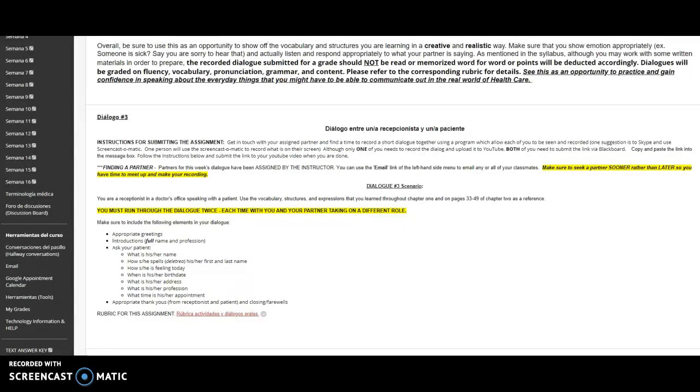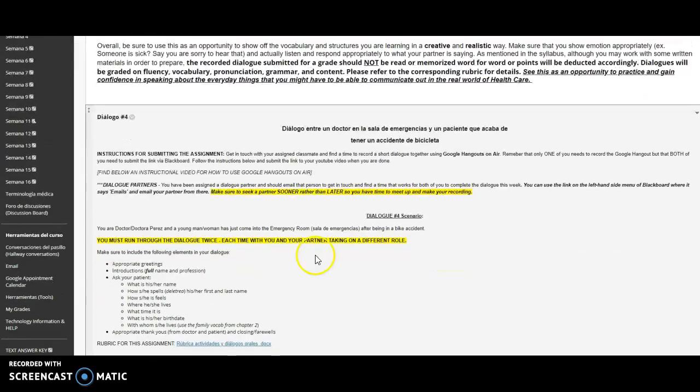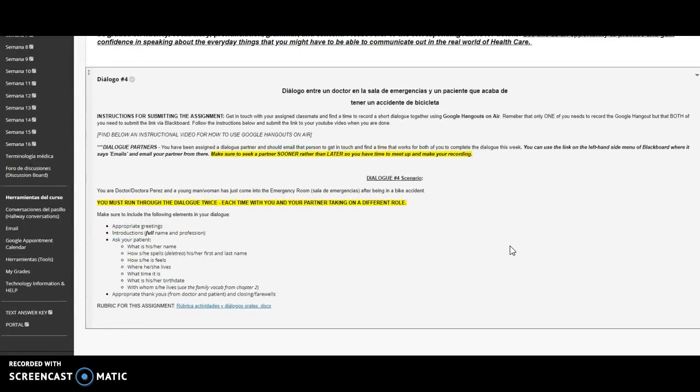Okay? When you're done with Diálogo 3, you can see the instructions for Diálogo 4, which here is un diálogo entre un doctor en la sala de emergencias y un paciente que acaba de tener un accidente de bicicleta. Okay? So one person will play doctor, or, depending on your gender, doctora Perez, and the other person will play a young man or woman who has just come into the emergency room after being in a bike accident.